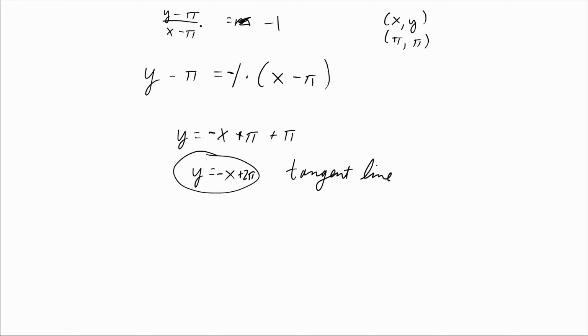And just rearrange this to get rid of the denominator problem. So x minus pi on this side, there's your equation of your line. Just rearrange here, multiply this negative in. Negative x plus pi, and then you can add this pi over here. You're going to get negative x plus 2 pi is the tangent line to that curve at the point pi.